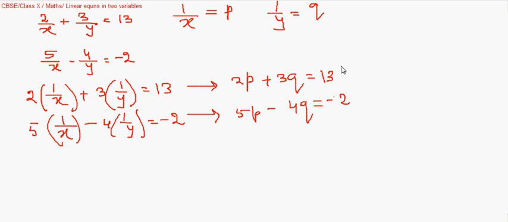We can eliminate a variable. Let us multiply the first by 5 and the second by 2, thereby getting the equations as 10p plus 15q equals 65, since 13 fives are 65, and again 10p minus 8q equals minus 4.